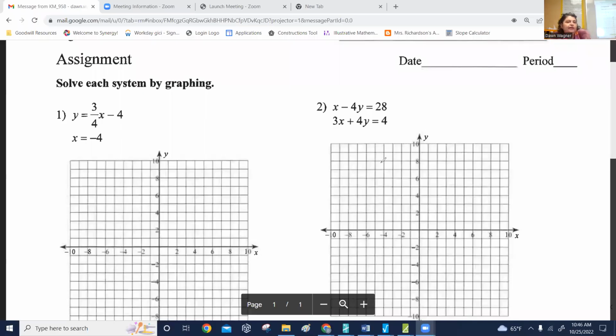Okay, so yesterday, this is our do now, and yesterday we reviewed how to plug in and how to graph, because that's part of what we needed to do today. But we also reviewed solving systems of equations by graphing. You can get 3 different types of answers with this type of problem.